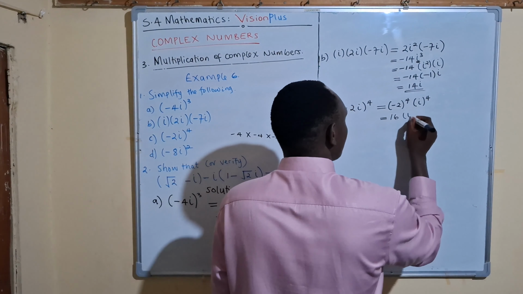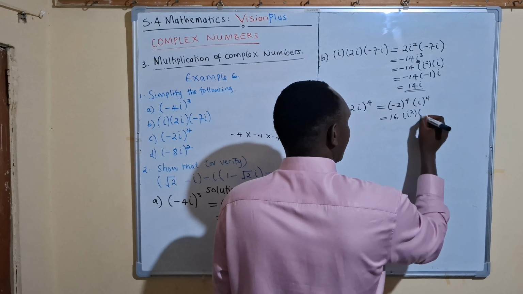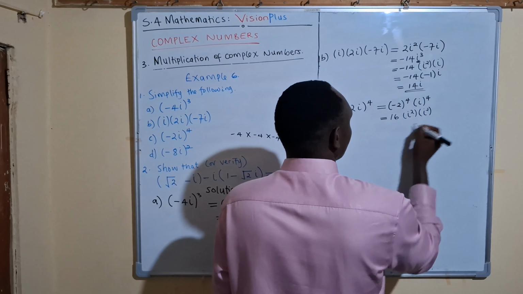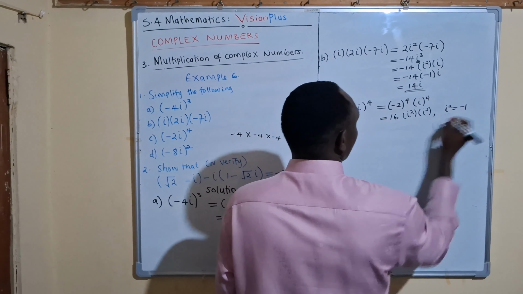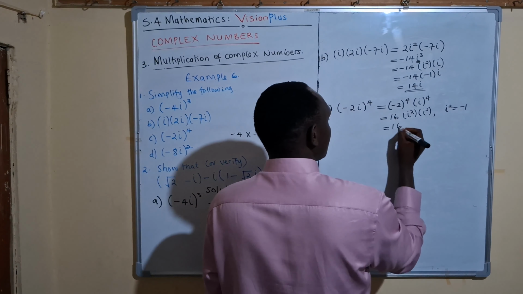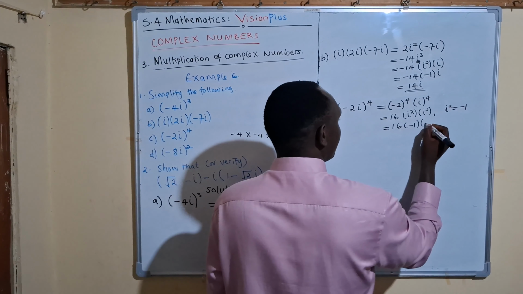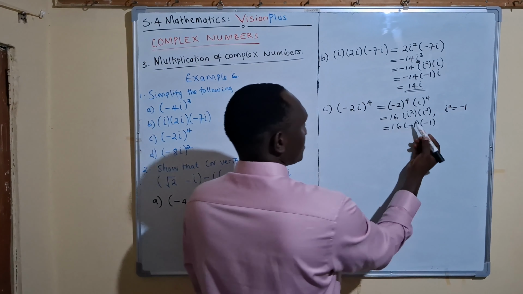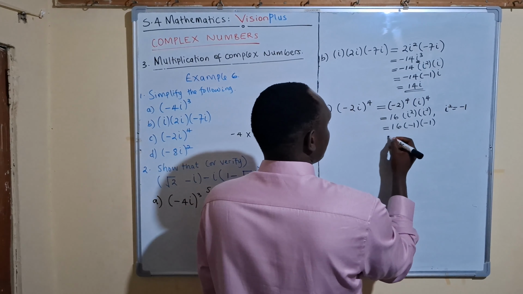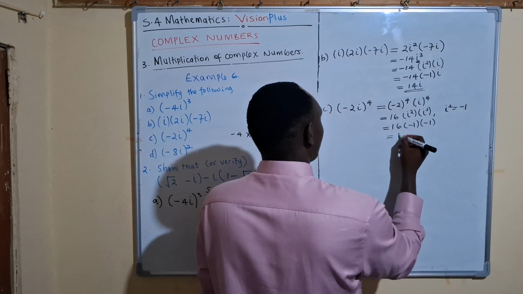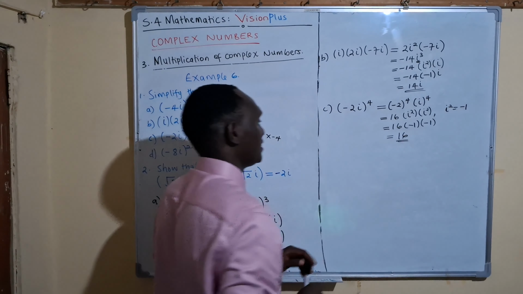What is i to the power 4? i to the power 4 is the same as i squared and again i squared, but we know that i squared equals negative 1, so we substitute there: 16 times negative 1 and again times negative 1. 16 times negative 1 times negative 1 will still be positive 16. That is the solution.